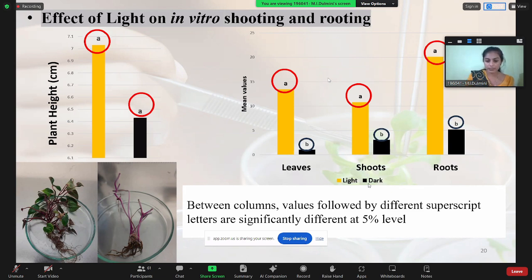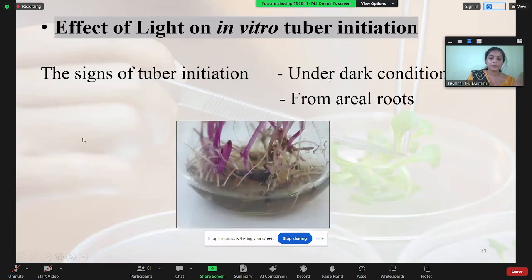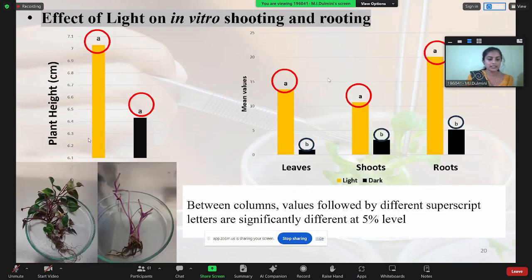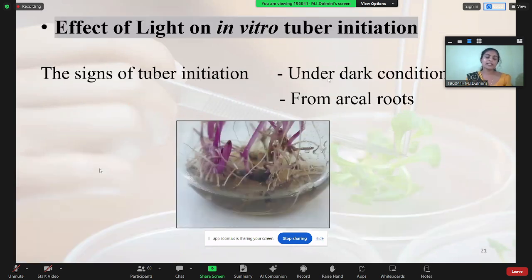In this bar chart you can see in yellow color the number of leaves, shoots and roots are increased in light condition rather than the dark condition. But when it comes to the plant height, there is no statistical significance between the light condition and the dark condition. In this picture also you can see the similarity of the plant height in both light condition and the dark condition. So when discussing the effect of light on in vitro tuber initiation, the signs of tuber initiation could be observed under the dark conditions from aerial tubers.